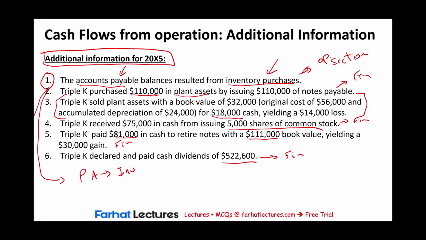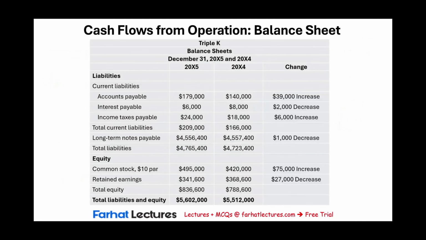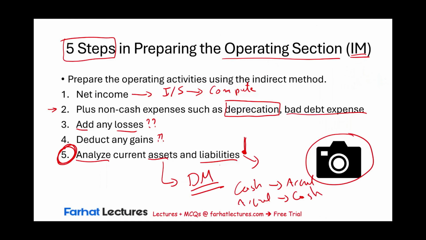Again, for all the information given here, for the operating section, all that's needed is item 1, and this you don't even need. All they're telling us is to assume all the accounts payable are the result of inventory. Okay, that's fine and dandy. Now remember those 5 steps. Again, I told you to take a picture of it, so this way we're going to use it now.